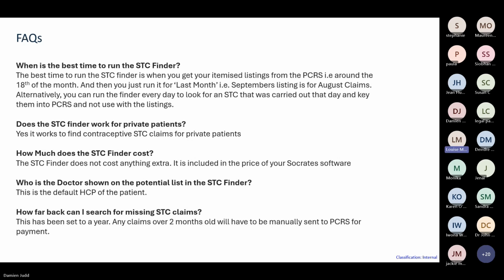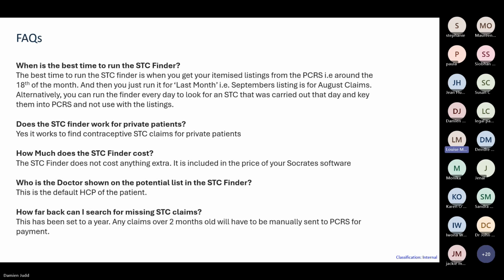How far back can I search for missing STC claims? In the system, we have it set up that you can only go back a year. So if I go custom date range, and I go back a few years, and go search, it won't let me. It says the date range exceeds the maximum allowed duration of 12 months. We have that incorporated into the system because it's just too much information to search for. It'll be very slow. So we've just limited it to 1 year.